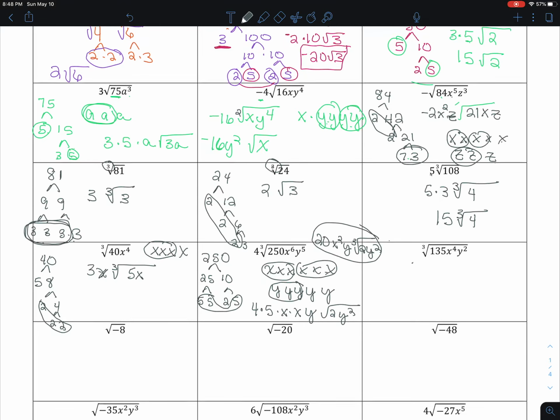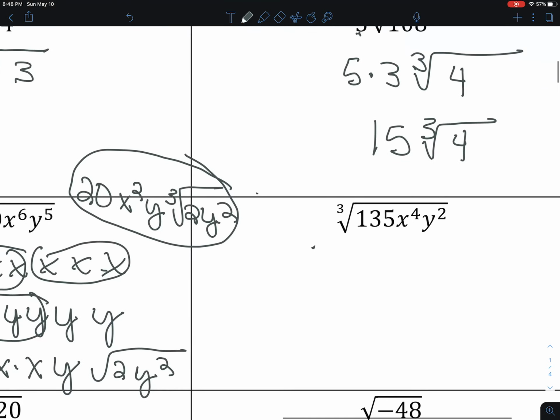Let me make my box bigger for this next one. All right, 135. What goes into 135? It ends in 5, so I know it's divisible by 5. So I could do 5 goes into 135. 1 times 10, 35. Is that right? I bring down the 3, bring down the 5.